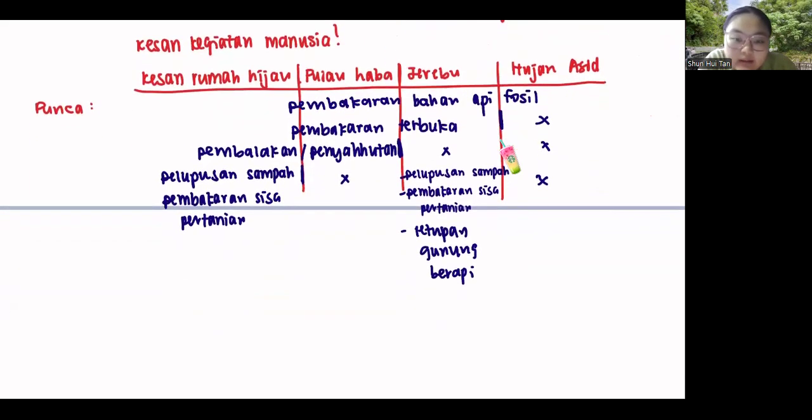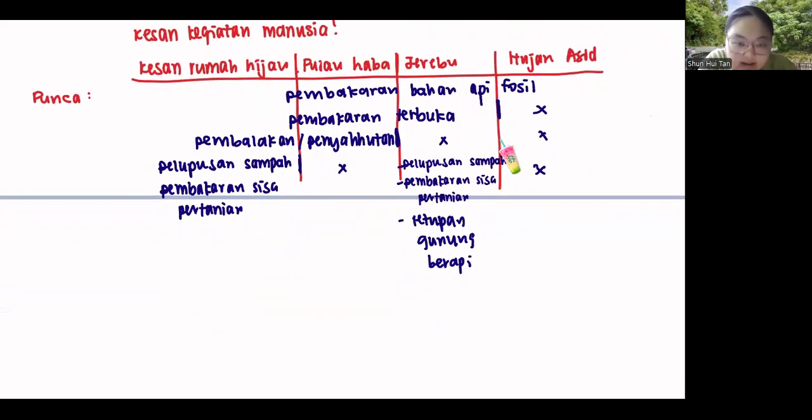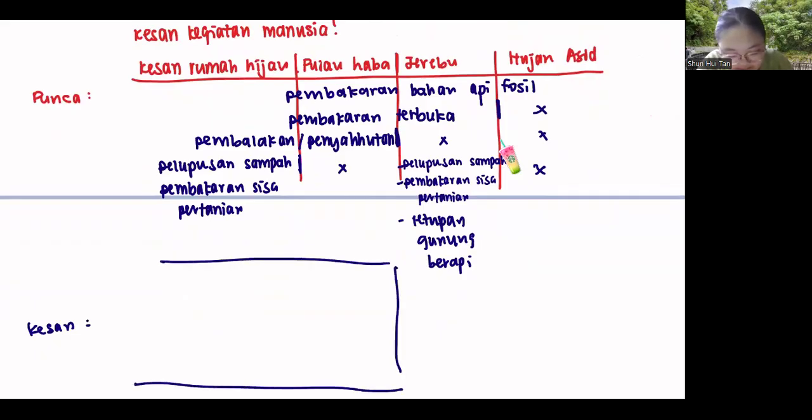All right. Now, how about kesan? Kesan, right, you need to know. They didn't tell you the effect for kesan rumah hijau. They didn't tell you the kesan for jerebu. So this is something that the exam might ask you, but they expect you to know. But there is a common answer for the effect. The effect for this is what? When temperature increases, meningkatkan masalah kesihatan.